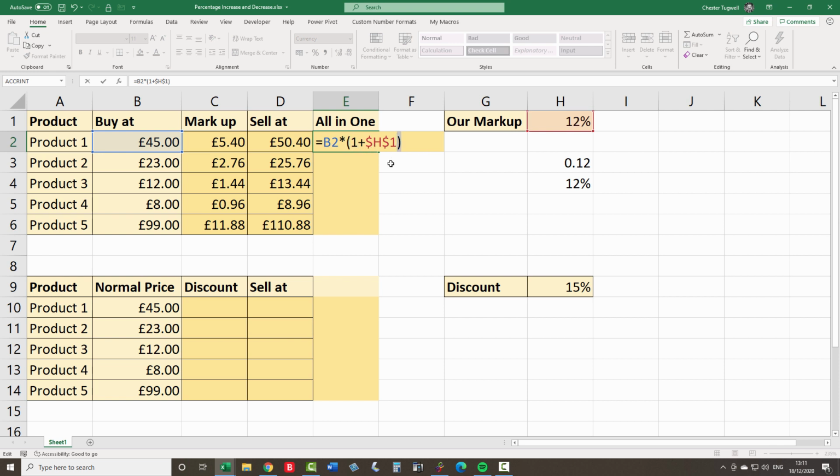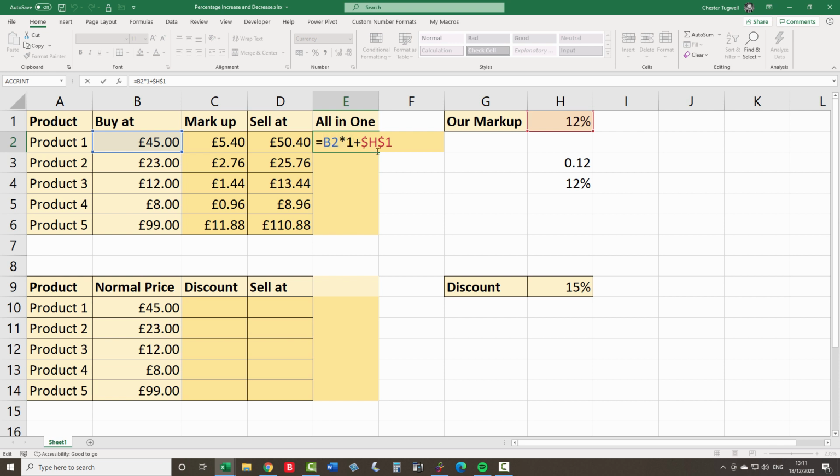Well, this gets into maths a little bit. If I don't use the brackets, what it does is the multiplication first. So it would say B2, £45, times 1. Well, B2 times 1 is £45, plus 12p. I'll prove that. If I take those brackets out, all it does is give me £45.12 because it does the multiplication first. B2 times 1 is 45 plus 0.12, which is 12 pence.